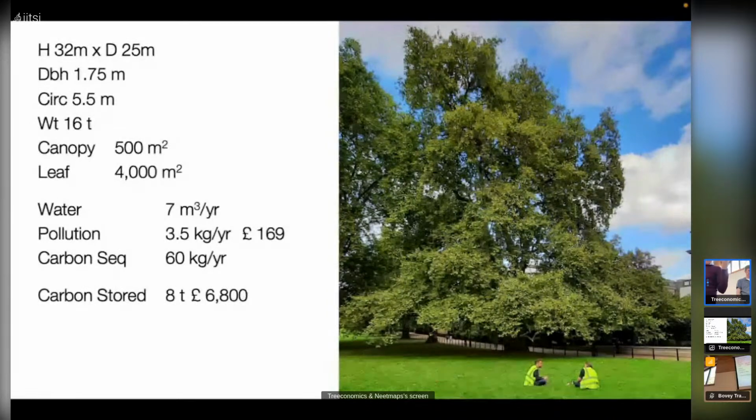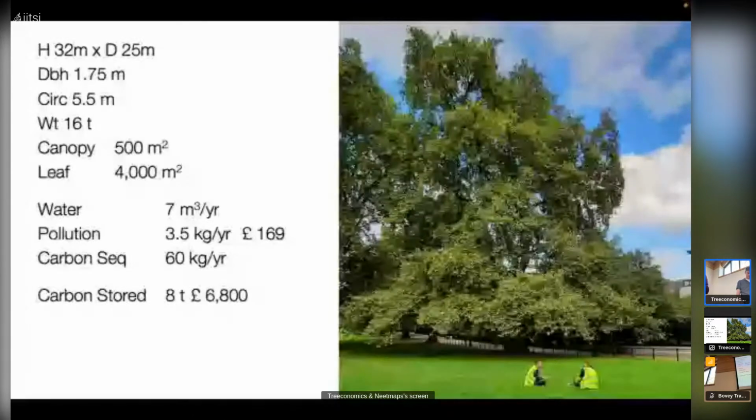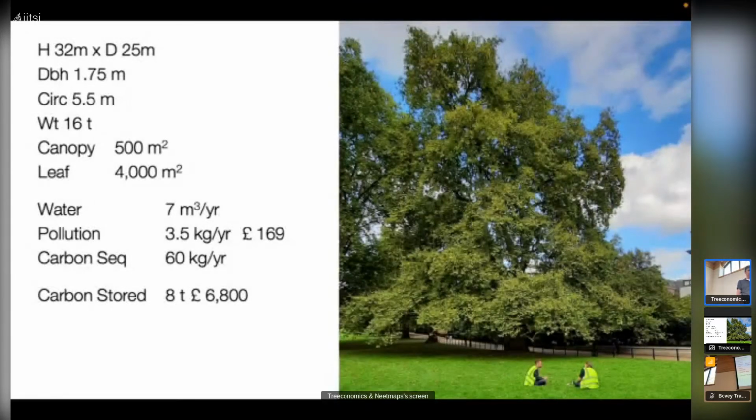In total, that tree is half carbon in simplistic terms. So 8 tons of carbon is stored in that tree, including all its branches, its leaves, and its roots. And that's valued at just over £6,500. That's the value at which we take the government's social cost of carbon and apply it to the tree. And it's got various other metrics for the annual benefits for the tree, in terms of that £169.